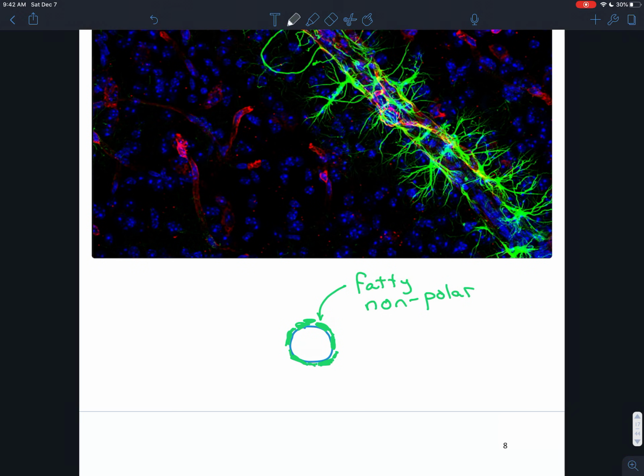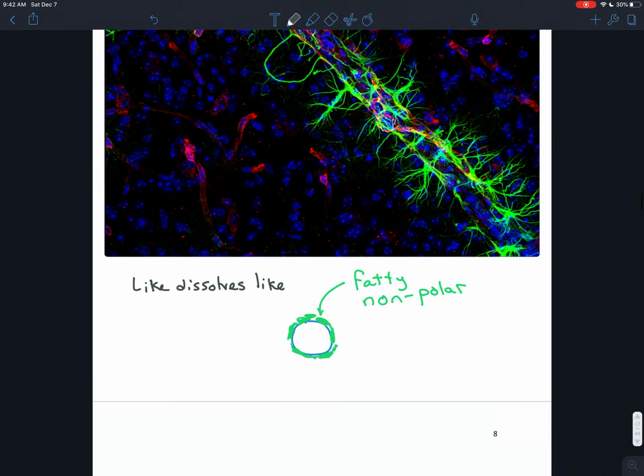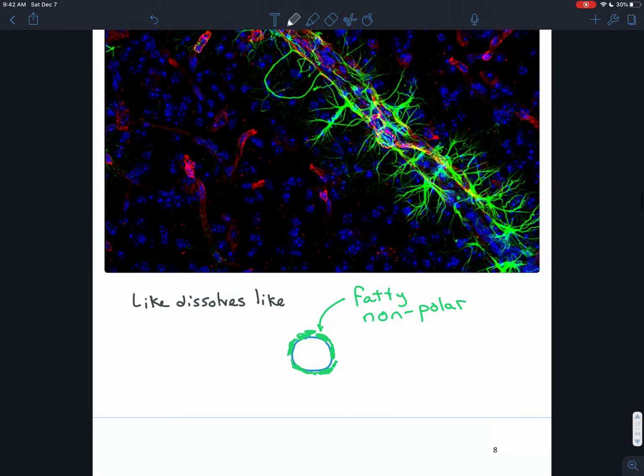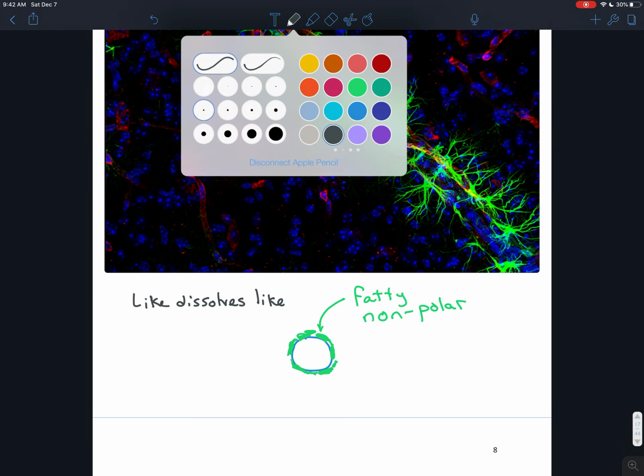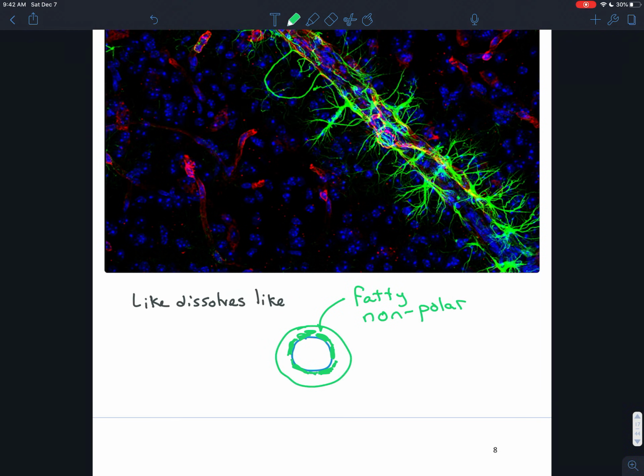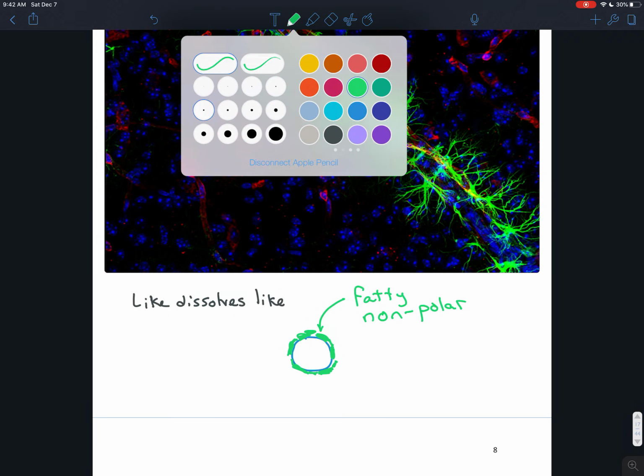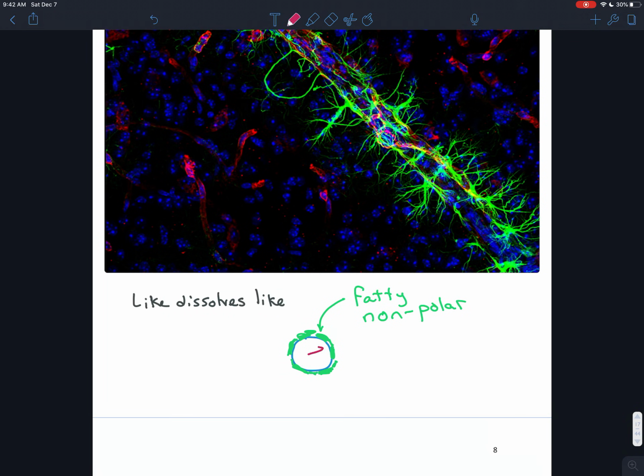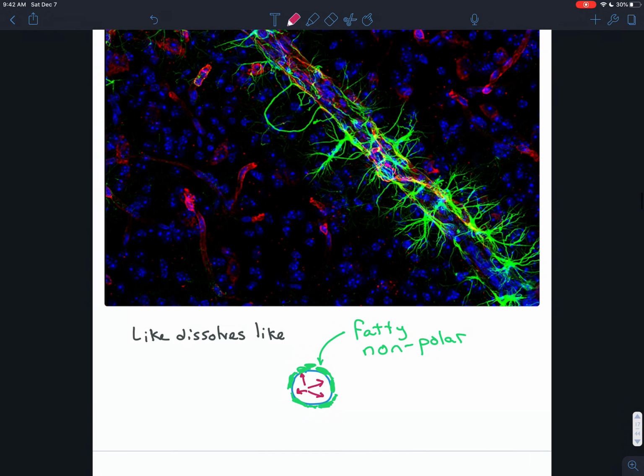Remember that like dissolves like. What that means is that polar solutes mix with polar solvents, and nonpolar solutes mix with nonpolar solvents. And so, because we have this nonpolar layer around the capillaries, nonpolar molecules will be able to get into your brain, but polar molecules, things that have charges on them, won't. They'll be stuck inside of your arteries.